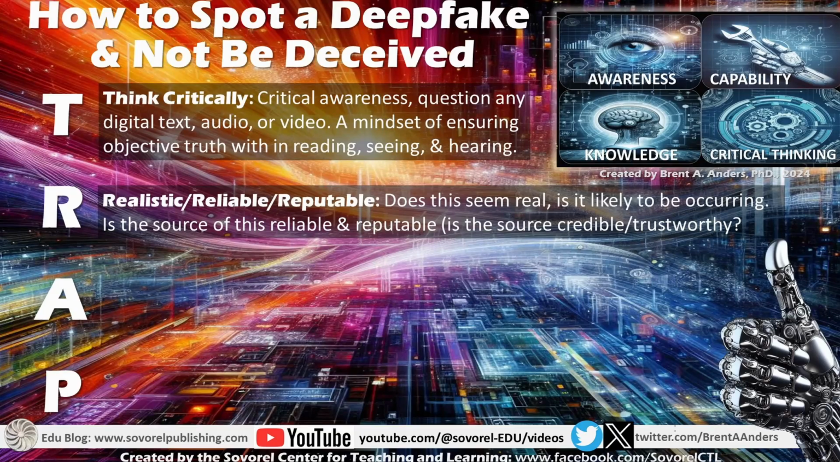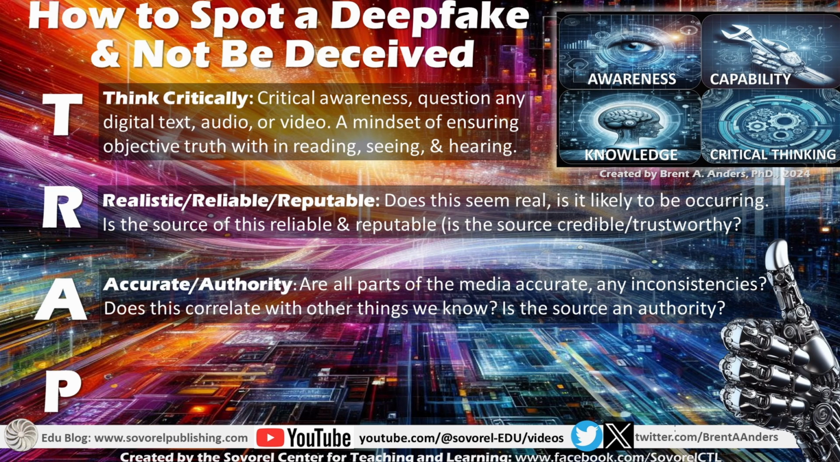The next letter is A for accurate and authority. Are all parts of the media accurate? Are there inconsistencies? Do we see something wrong with the information, even a little part of it? Does this correlate with other things that we know? Does this make sense overall? Is the source of this information an authority?